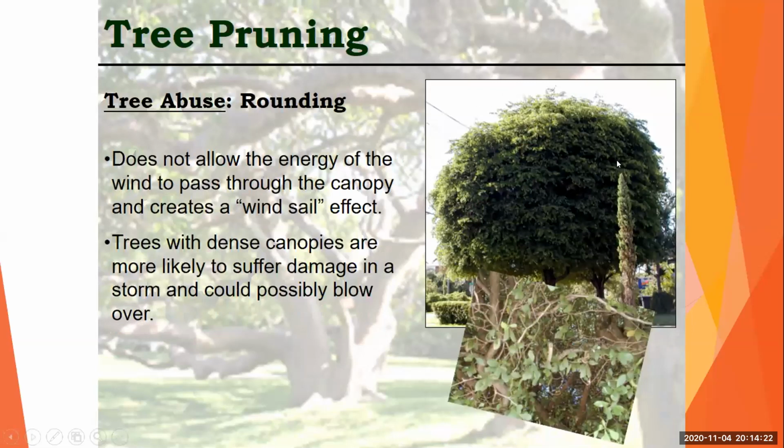Okay, rounding is another problem. I mean, people love to do this in the ficus trees. They like to shape them into squares or circles, and this is very bad for the tree also. It's too dense. Imagine we have a hurricane here. This is going to be too much, how do you say it, too much impact for the wind. Yeah, thank you.